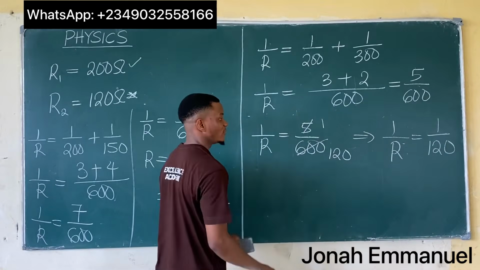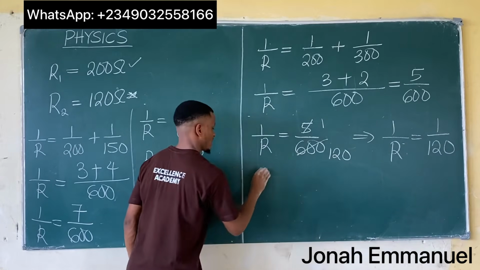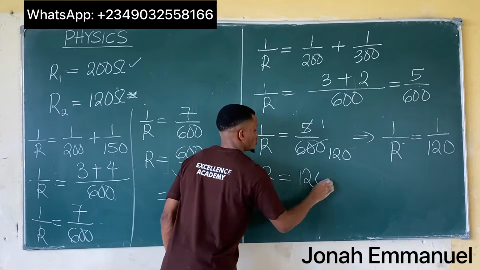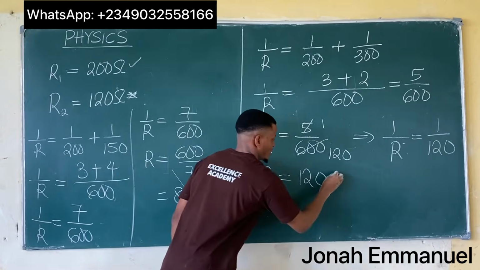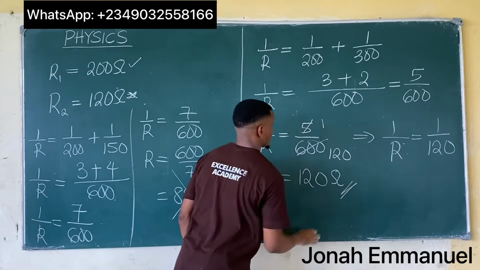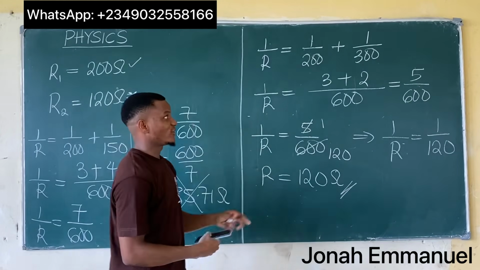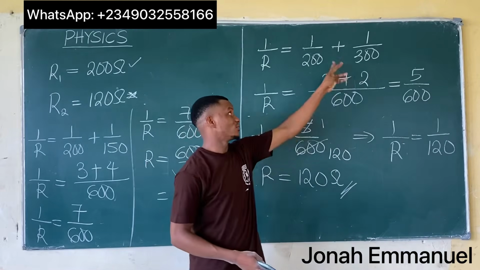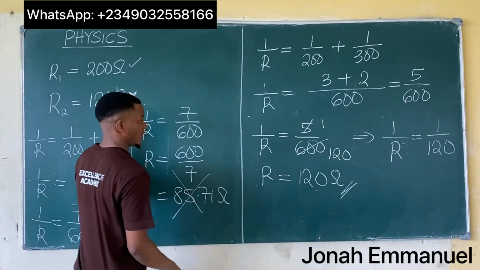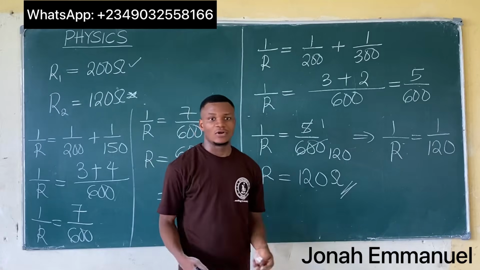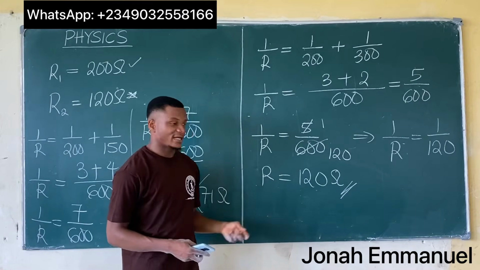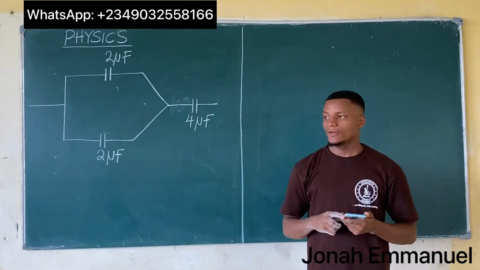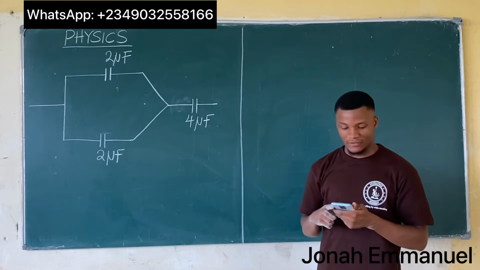So let's get R. I will invert this, becomes R over 1, which is R equal to 120 over 1, which is 120. So the answer is D. By connecting a 300 ohm resistor in parallel to this, we'll have the required reduced value of 120 ohm. So that's how you solve this question. All right, so let's try another question.